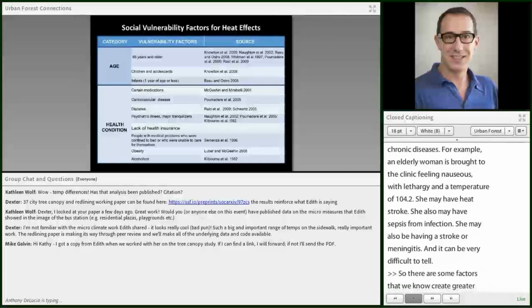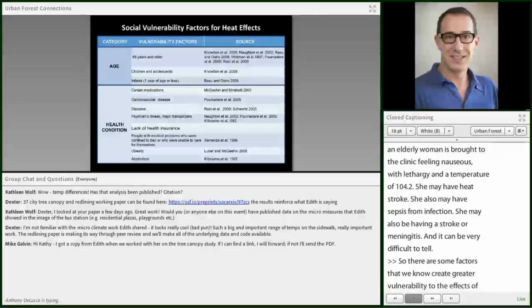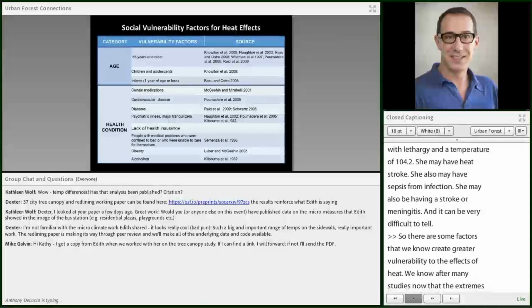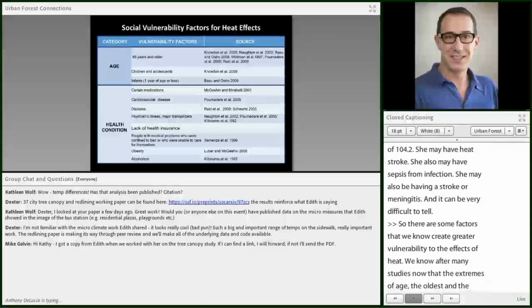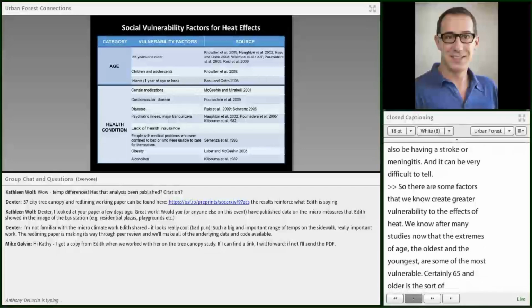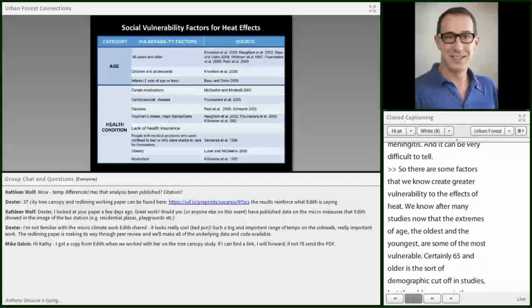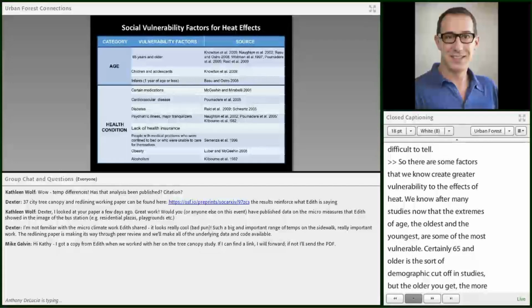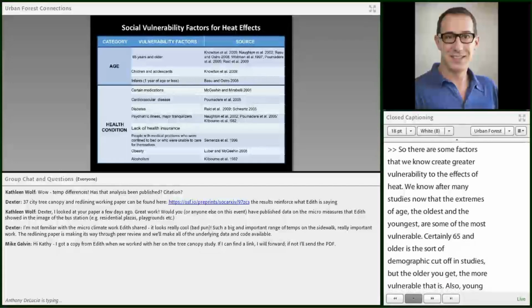We know after many studies now that the extremes of age, the oldest and the youngest, are some of the most vulnerable. Certainly 65 and older has been sort of a demographic cutoff we've seen in studies, but the older you get, the more vulnerable that is. And also young children, especially infants, are vulnerable.